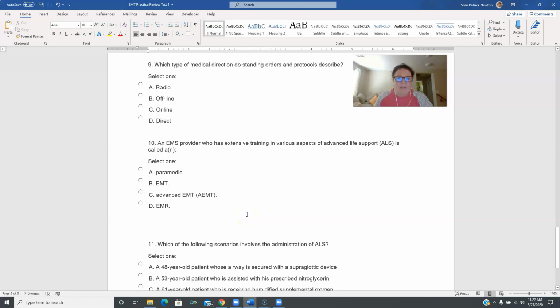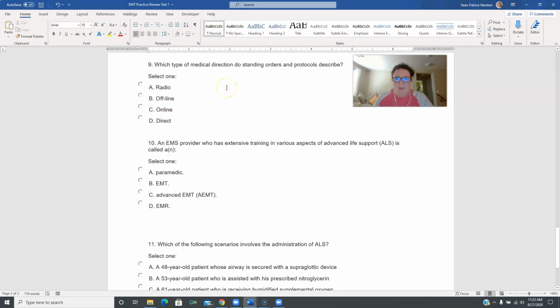Okay, which type of medical direction do standing orders and protocols describe? So standing orders and protocols, you've got to know this. We've talked about this several times. So radio, offline, online, and direct. Well, radio and direct, those aren't really things, so we'll ignore those. So we've got offline and online.